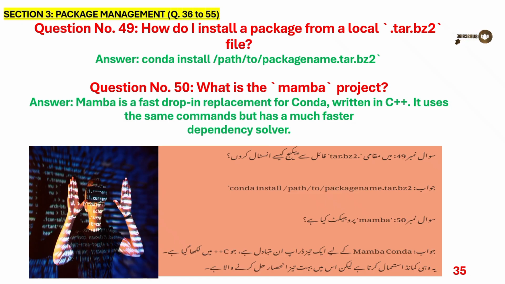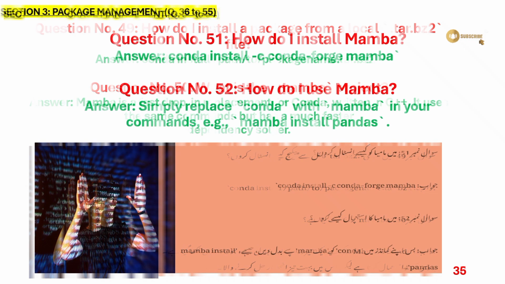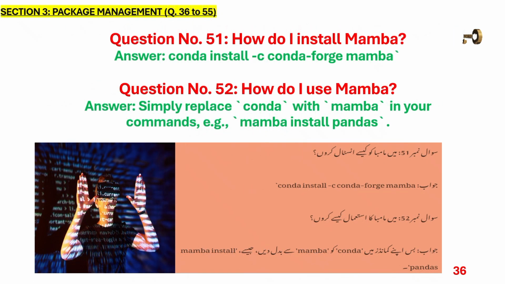Question number 50. What is the Mamba project? Answer. Mamba is a fast drop-in replacement for Conda, written in C++. It uses the same commands but has a much faster dependency solver. Question number 51. How do I install Mamba? Answer. conda install -c conda-forge mamba.